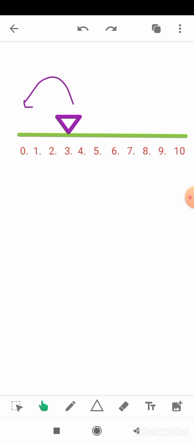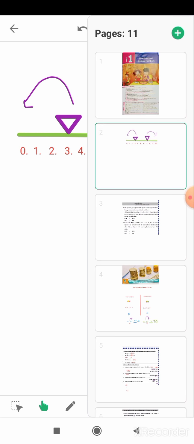And if I have 7, let's count the steps between 7 and 0 and the steps between 7 and 10. 1, 2, 3, 4, 5, 6, 7, and the steps between 7 and 10: 1, 2, 3. So I find that 7 is nearest to 10.